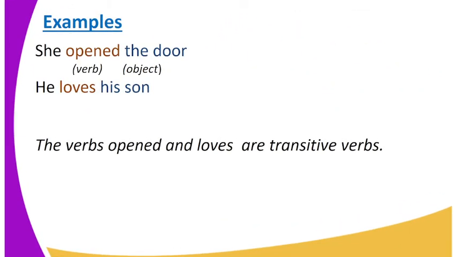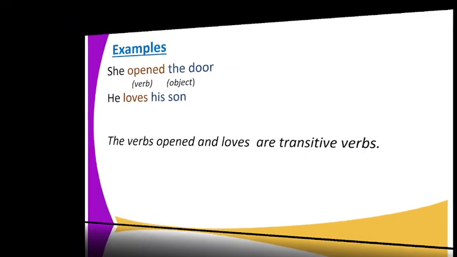Then we have another example. He loves his son. You can see we have loves as our verb, and then we have his son as our object. So the verbs opened and loves are transitive verbs because they are followed by objects.